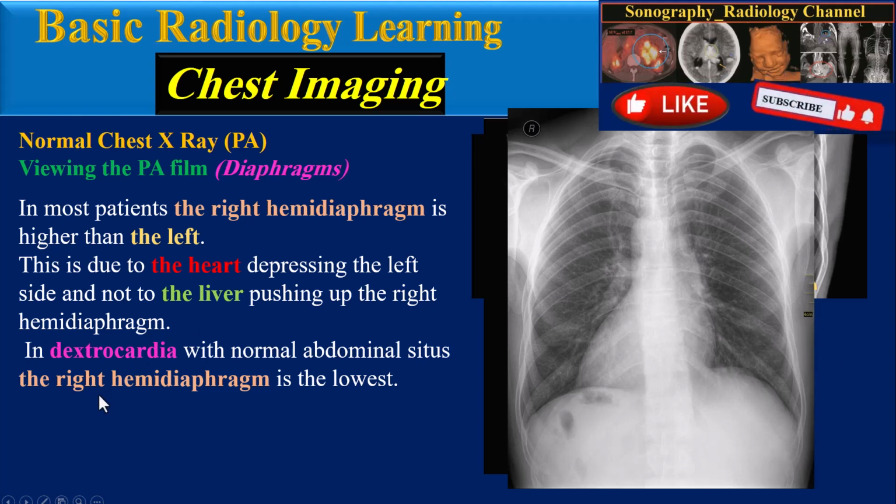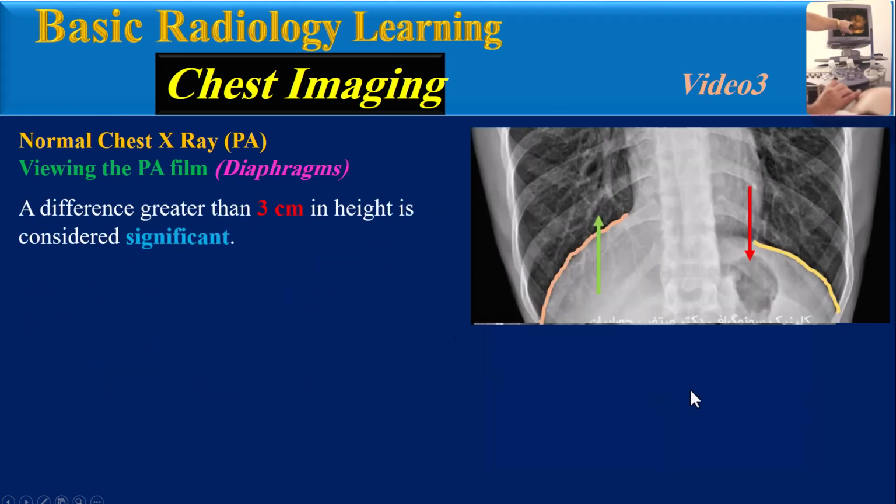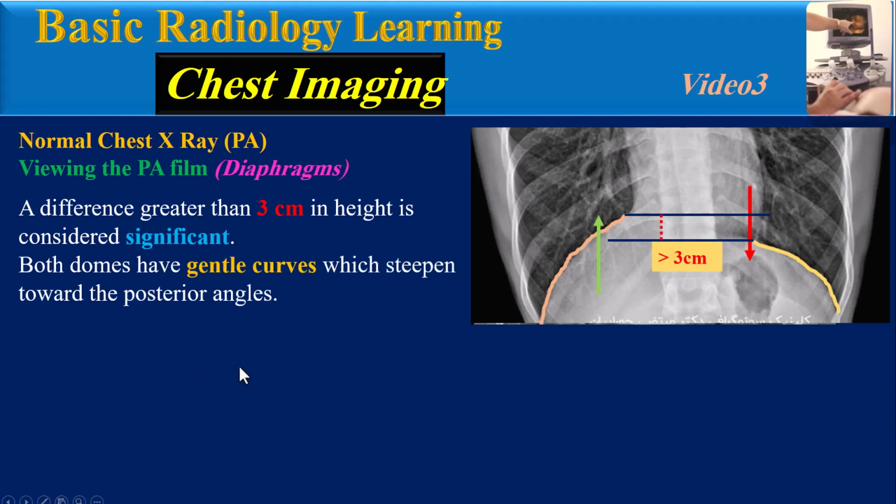If the dextrocardia is associated with abdominal situs inversus, meaning the liver on the left side and the stomach on the right side, the right hemidiaphragm is lower than the left. A difference greater than 3 cm in height between the two hemidiaphragms is considered significant. Both domes have gentle curves which steepen toward the posterior angles.